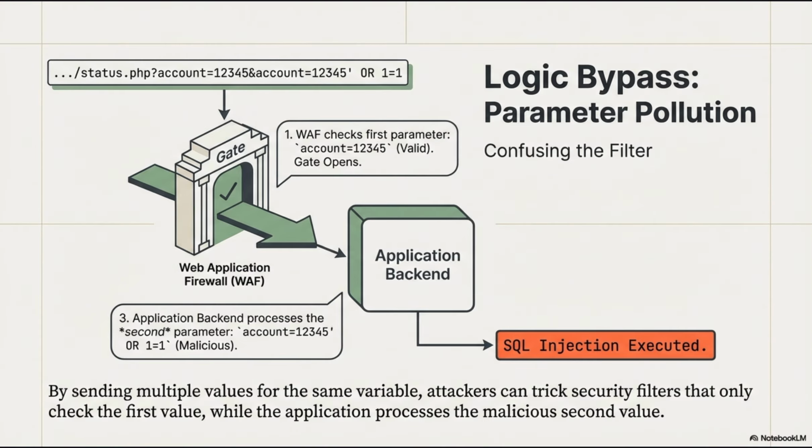Now another logic bypass is parameter pollution, which is where you confuse a filter. By sending multiple values for the same variable, attackers can trick security filters that only check the first value, while the application processes the second malicious value.